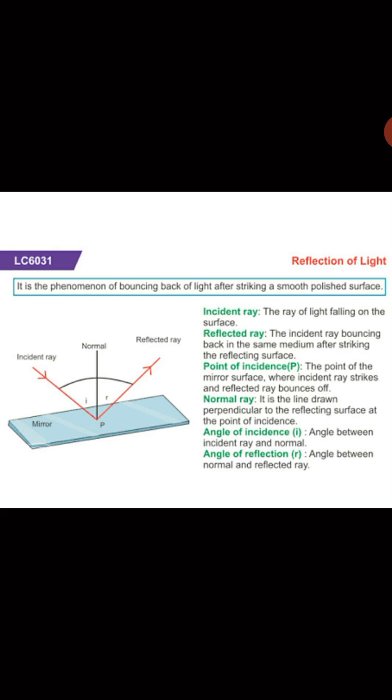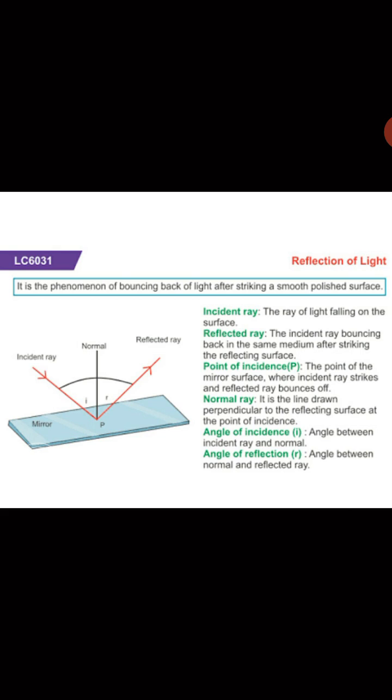the ray is falling on that mirror. So what happens when it reaches the mirror? The surface is a smooth polished surface, so the light gets reflected. What do you mean by reflection? Reflection means the phenomenon of bouncing back of light. And when does this bouncing back of light take place? The bouncing of light takes place when the light ray hits a smooth surface.